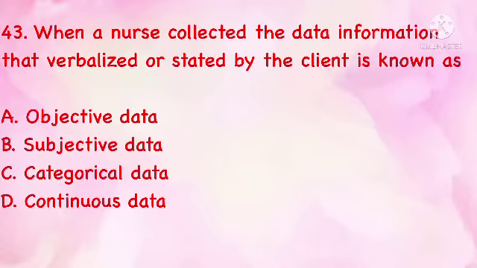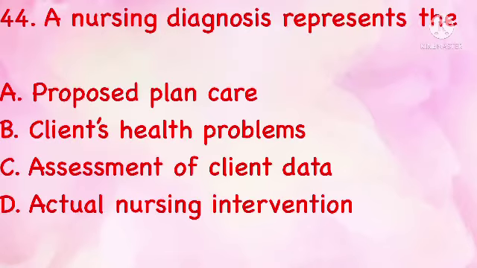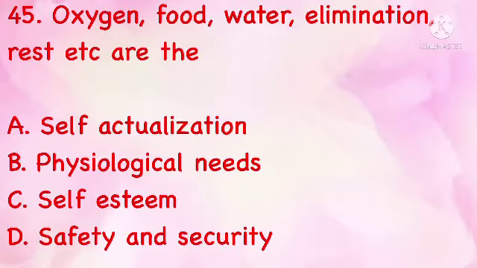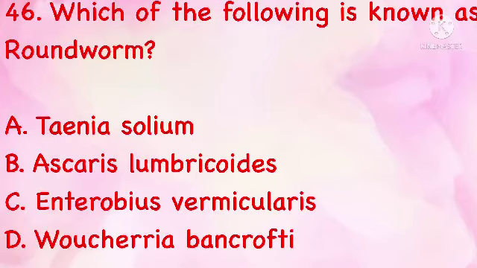When a nurse collected the data information that verbalized or stated by the client is known as objective data, subjective data, categorical data, continuous data. Correct answer is B. Subjective data. A nursing diagnosis represents the proposed planned care, client's health problems, assessment of client data, actual nursing intervention. The correct answer is B. Client's health problems. Oxygen, food, water, elimination, rest, etc. are the self-actualization, physiological needs, self-esteem, safety and security. Correct answer is physiological needs.